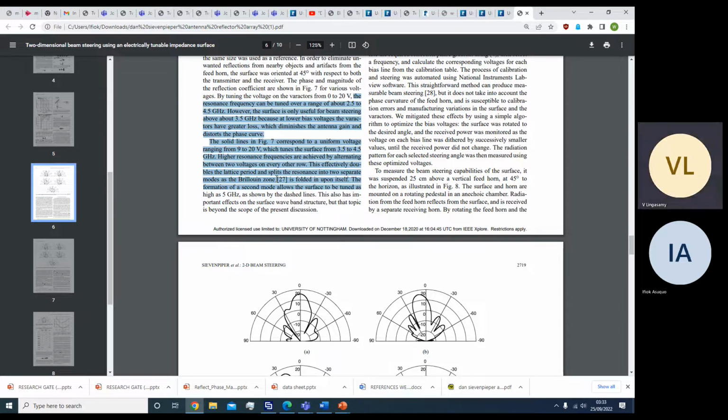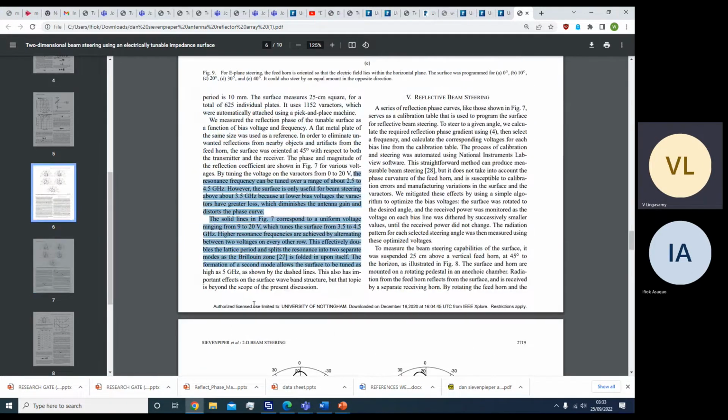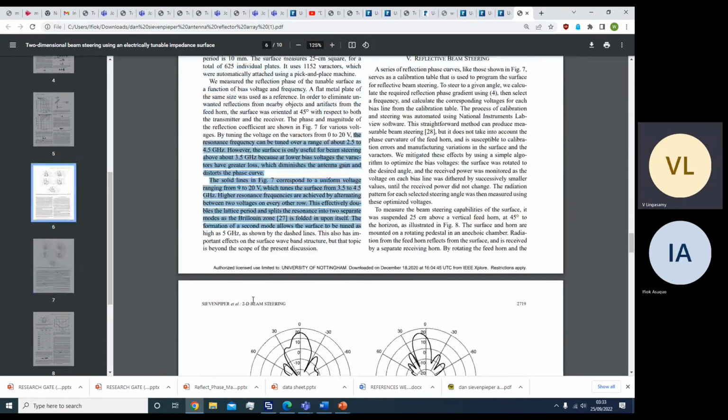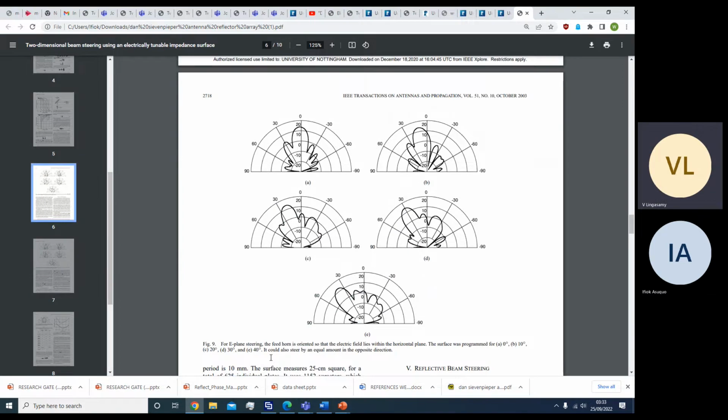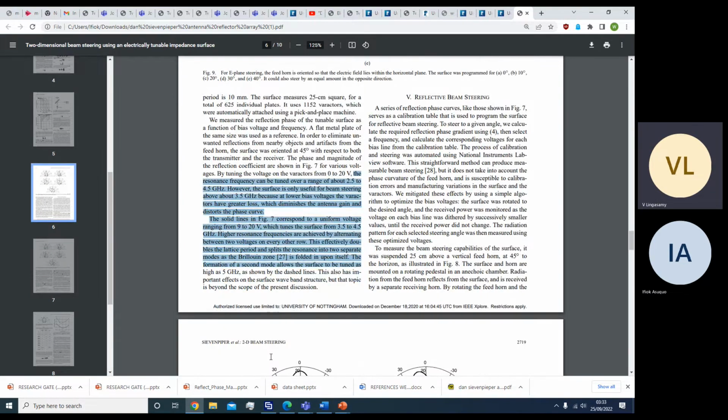So this figure is what? Can you scroll down, please? Figures 9 and 10, right? E and H, 9 and 10. Figures 9 and 10 are for only one frequency. That I can surely say.